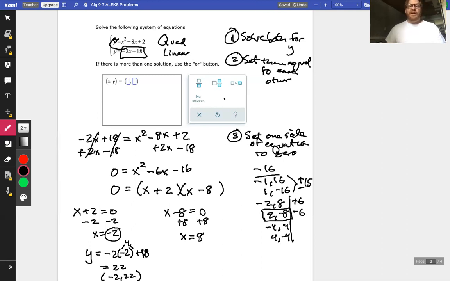Okay, and then for this one right here, if I put 8 in that equation, we get y is equal to negative 2 times 8 plus 18. And that's going to give me a little nicer answer because this is negative 16 plus positive 18, so we get 2. So we're going to get the point 8, 2. So these two equations are going to meet at 2 points. They're going to meet in the second quadrant at the point negative 2, 22, which is kind of up there. And then they're going to meet in the first quadrant at the point 8, 2.